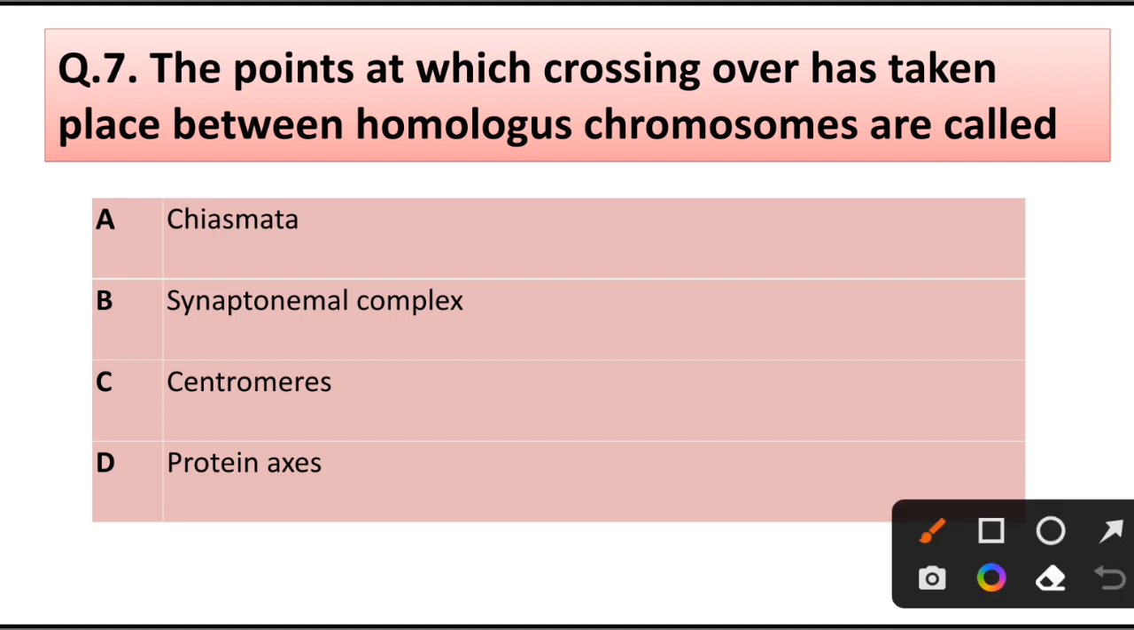Question number 7. The point at which crossing over has taken place between homologous chromosome are called chiasmata, synaptonemal complex, centromere, protein axis. Correct answer is option A. Chiasmata.